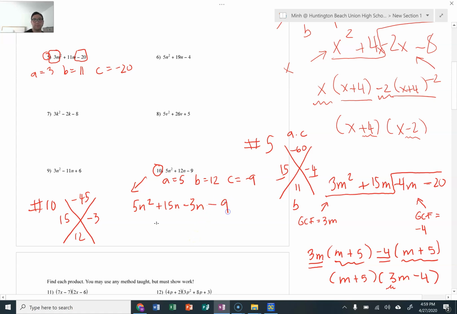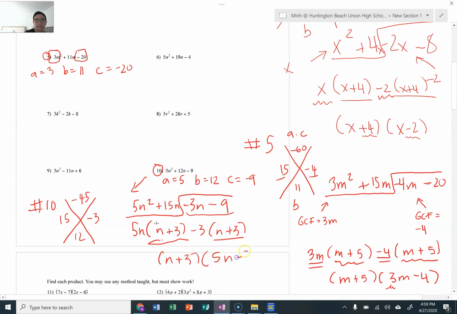Good, that's from the problem. And then minus 9. I'm going to separate the first and second term from the third and fourth. Find the GCF. The GCF between the 15n squared and the 15n is 5n. So that's going to be 5n, parentheses, and it'll be n plus 3 after you pull out the 5n. And then the GCF for these two is negative 3, so it's going to be negative 3 times n plus 3. It's a good sign that these are the same. Your final answer for this one is going to be n plus 3, 5n minus 3.